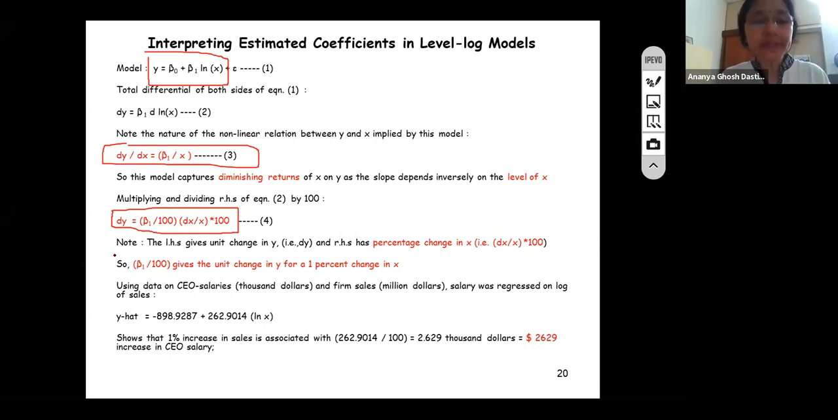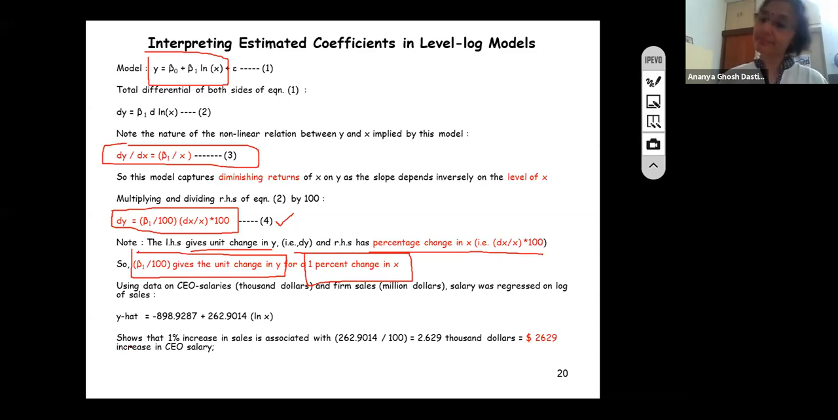Here, look at the left hand side of equation number 4. The left hand side gives unit change in y. And what does the right hand side give? The right hand side gives percentage changes in x. So suppose I say 1% change in x, then what am I getting? I'm getting dy is equal to beta 1 upon 100. So now you divide your coefficient by 100. So beta 1 upon 100 gives you the unit change in y for a 1% change in x. Clear?